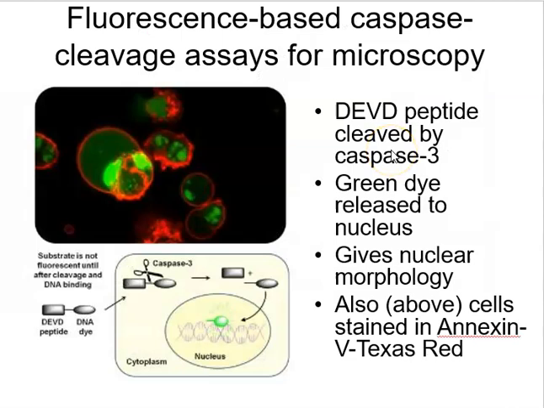So this is one assay that I routinely use. It is a DEVD peptide linked to a DNA dye, and whilst ever they are together, they cannot bind to DNA. If caspase 3 can cleave off the DEVD peptide, that can release the dye, and the dye can bind to DNA, and the DNA in this case fluoresces bright green.